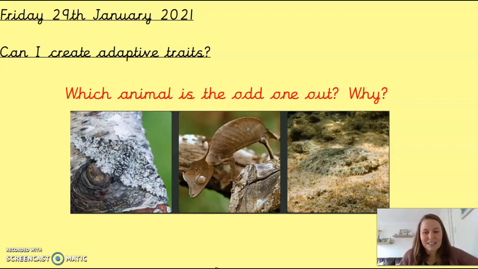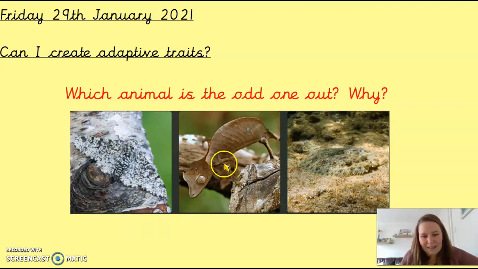Okay, so let's check first of all that you spotted all the animals, because certainly for that first picture, I got a bit thrown by it. If you look closely, it is actually a moth on a tree, and it looks like those peppered moths that we read about a couple of weeks ago. At first, I thought this was the eye of the animal, and I thought it was some kind of chameleon or something. So it's actually a moth on a tree.